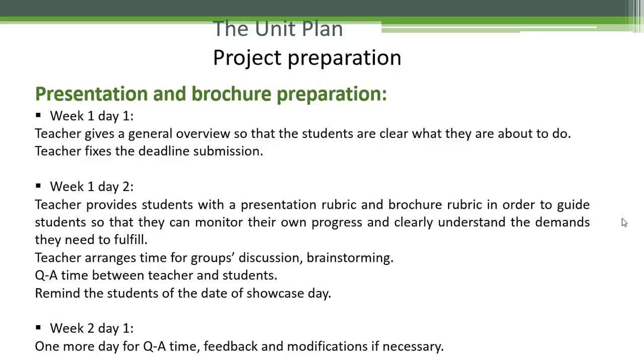For project preparation, for presentation and brochure preparation, week 1, day 1, teacher gives the general overview and fixes the deadline submission. Week 1, day 2, teacher provides students with a presentation rubric and brochure rubric in order to guide students so that they can self-monitor their own progress and clearly understand the demands that they need to fulfill. Teacher arranges time for group discussion and brainstorming, Q&A time between teacher and students. Teacher reminds the students of the date of the showcase. Week 2, day 1, one more day for Q&A time, feedback, and modifications if necessary.